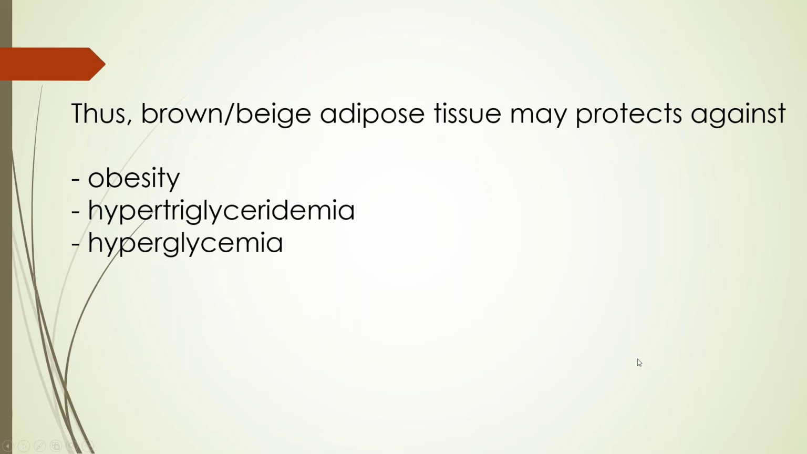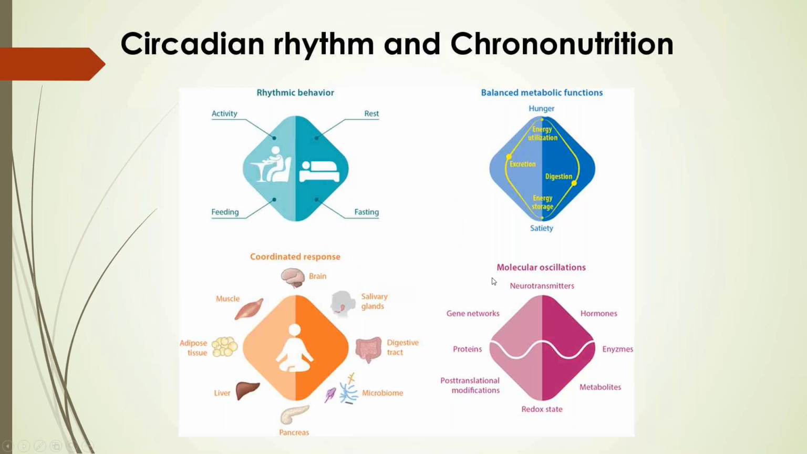Okay, so the conclusion from this is that brown and beige adipocyte tissues may protect against obesity, hypertriglyceridemia, and hyperglycemia in humans. But clinical trials will be carried forward to see whether these things hold. So first, the drugs will be discovered, and work is still going on to make specific agonists for these receptors, and then clinical trials on diabetic and obese people will be done. So it's quite a happening area.